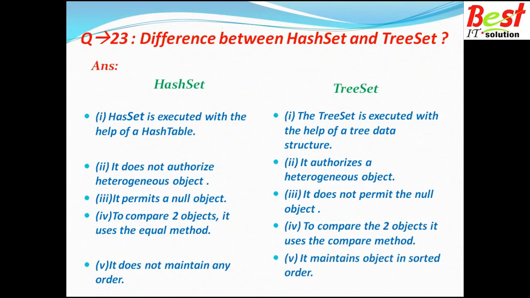And another difference is ordering. HashSet doesn't maintain any order, but TreeSet maintains objects in a sorted order. Generally the default is ascending order, so it maintains a sorted order, and HashSet doesn't maintain any order.